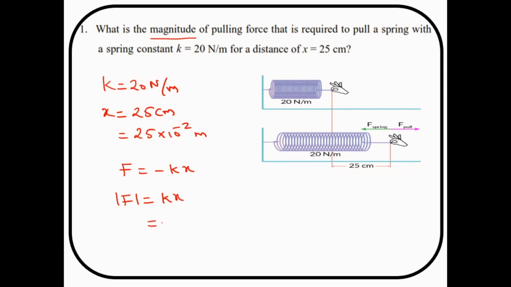After substituting the values, this equation will become F equal to 20 Newton per meter multiplied by 25 multiplied by 10 power minus 2. Now I'm going to multiply these two for getting the value of the pulling force. So let's wait. 20 multiplied by 25 times 10 power minus 2, I got the answer as 5 Newton. And this is the answer for this question. Clear?